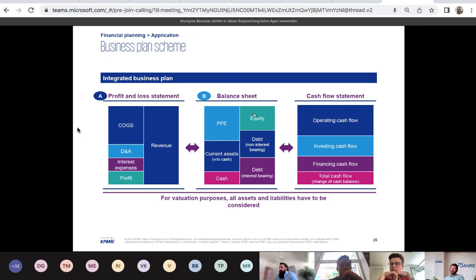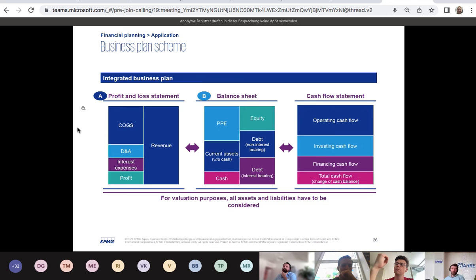What's also here in the balance sheet is your cash at the end of the year, and cash at the end of the year is basically cash at the beginning of the year plus your cash flow. So the result of your cash flow statement is added directly to your existing cash. I think this is a quite important illustration to see how an integrated business plan really works.